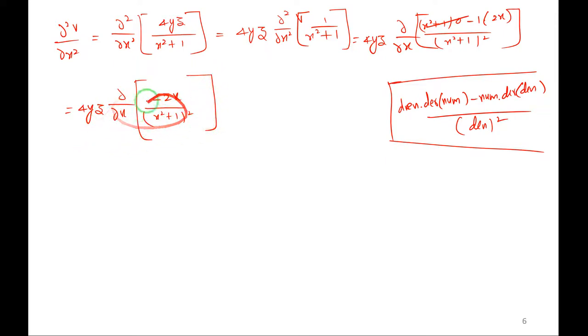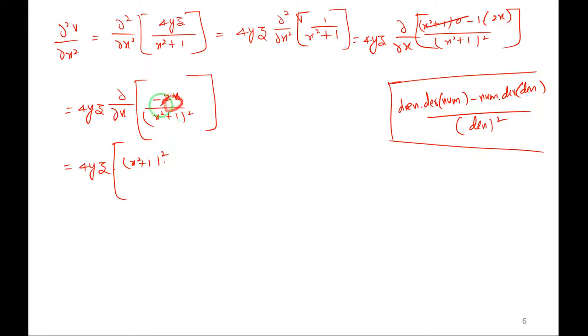So we will differentiate once again with respect to x. So 4yz. Yes, now we will differentiate. The same formula I will apply: denominator times derivative of numerator minus numerator times derivative of denominator, divided by denominator square, right? So the denominator I will write as it is: denominator x square plus 1 whole square.